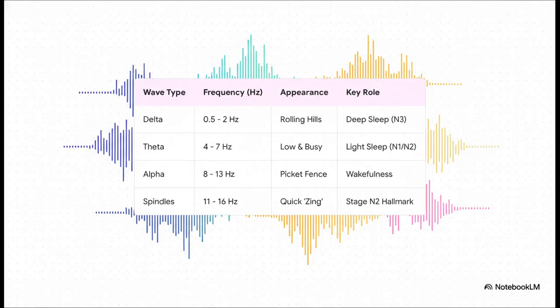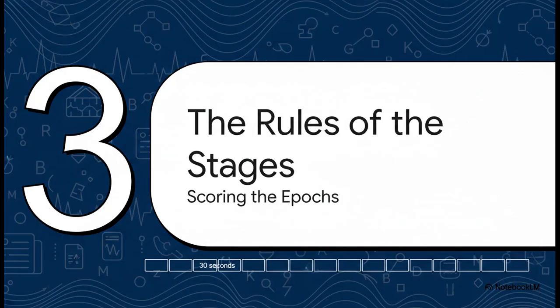So let's just do a quick recap of our alphabet. This table really lays it all out side by side. You've got the slow, rolling delta for deep sleep, the low and busy theta for light sleep, that picket fence alpha for wakefulness, and that quick zing of a spindle that tells you, hey, we're in stage N2. Each one has a totally distinct look and a critical job to do. All right, let's get into section 3.